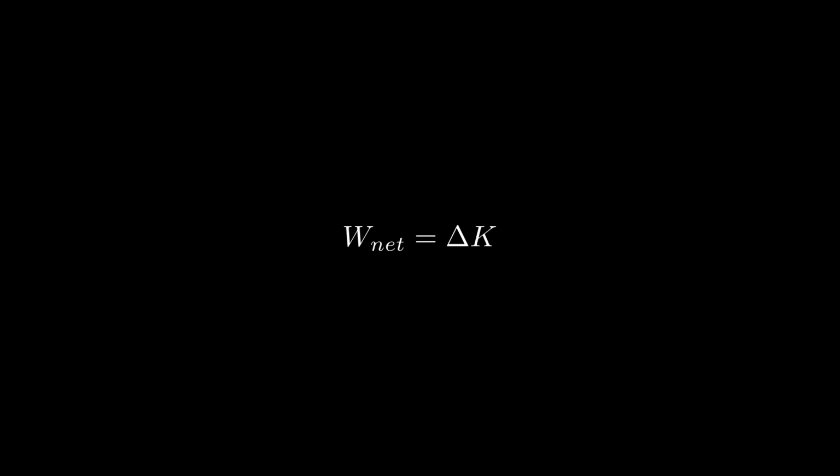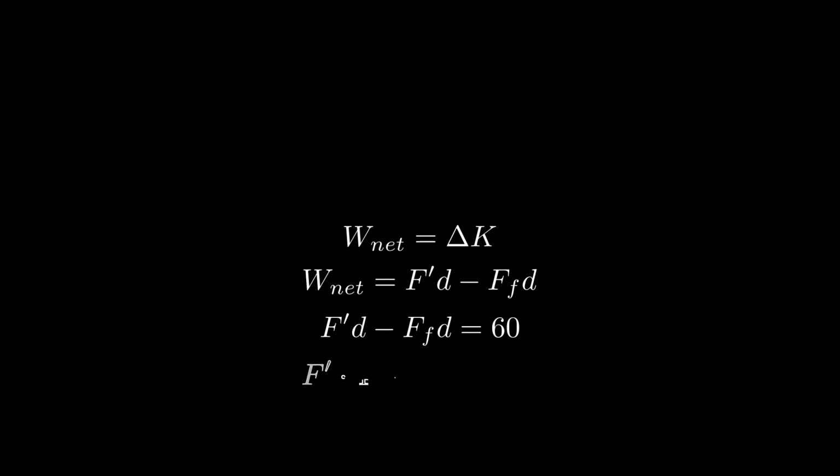So the work done by this applied force, F prime times d, minus the work done by friction, which opposes the work we do. So minus F_f times d, which is the distance. And this equals 60, which is the change in the kinetic energy. So we can plug in 4 for d, and we know that the friction force is 20. So now we can divide both sides by 4 to get that F prime is 35 newtons.